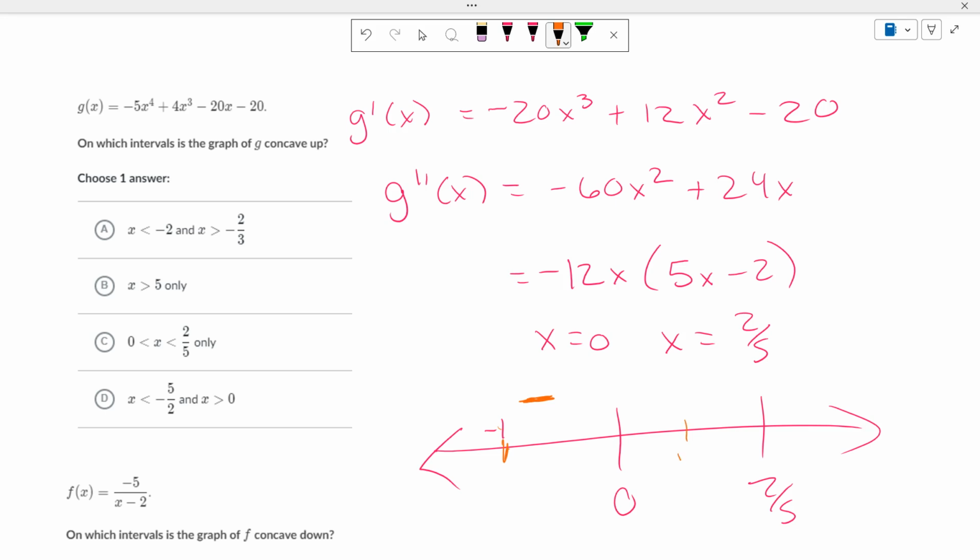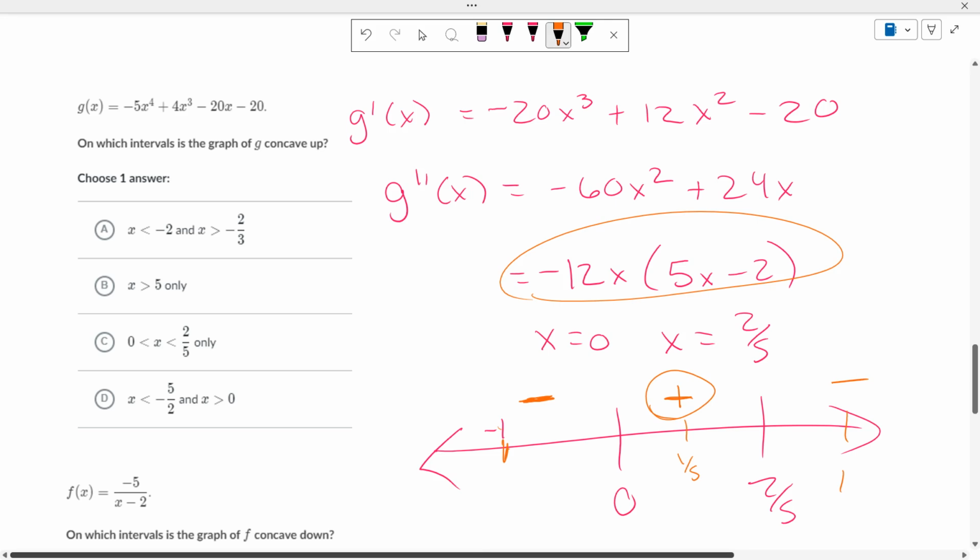If we put in 1/5 into this, we get a negative here, and 5 times 1/5 is 1, minus 2 is a negative. What's a negative times a negative? Positive. If we put a 1 in here, we get a negative times a positive, which is a negative. Where is it concave up? Where our test points are positive. So it's in between 0 and 2/5. That's where it's concave up.